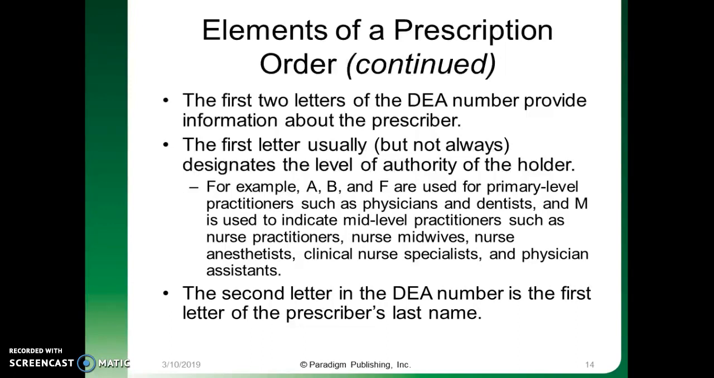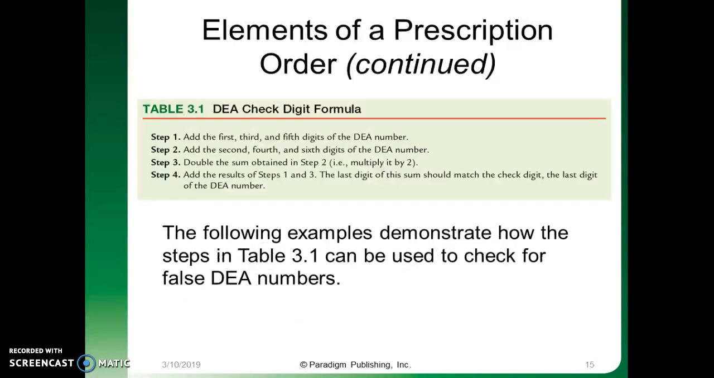A and B are the primary level practitioners, such as physicians and dentists. M is used to indicate the mid-level practitioners, such as nurse practitioners, nurse midwives, nurse anesthetists, clinical nurse specialists, and physician assistants. The second letter in the DEA number is the first letter of the prescriber's last name.